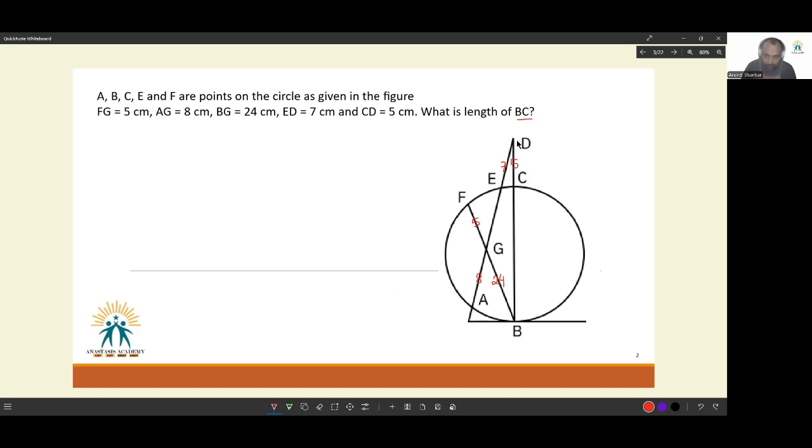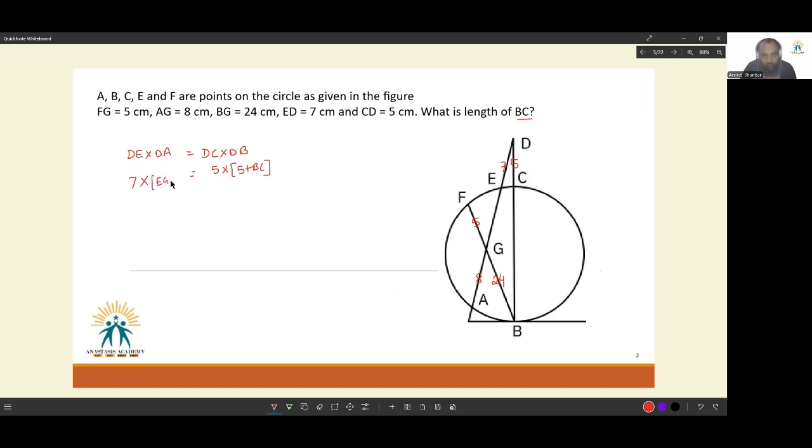Now BC is part of this secant DB, and DA is also another secant. DB is a secant, DA is a secant. So we know DE into DA will be equal to DC into DB. This is the final equation or expression that we have to worry about. Now DC I know to be 5. DB I know to be 5 plus BC. Length of BC is what we are figuring out. DE we know is 7.